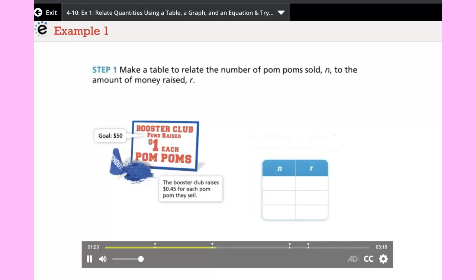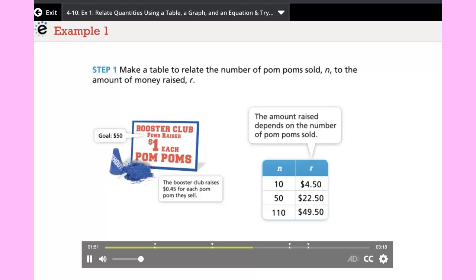First, let's make a table to relate the two variables. For example, if 10 pom-poms are sold, or n equals 10, then the amount of money raised is 10 times 45 cents, which is $4.50. If n equals 50, then r equals 50 times 45 cents, or $22.50. If n equals 110, then r equals $49.50. Notice that r, the amount of money raised, depends on n, the number of pom-poms sold.